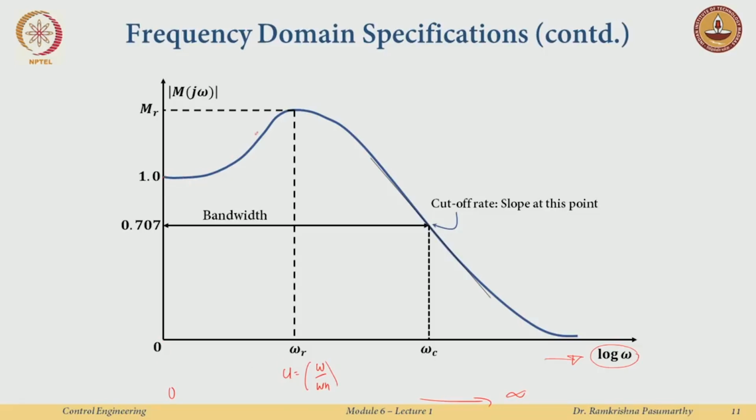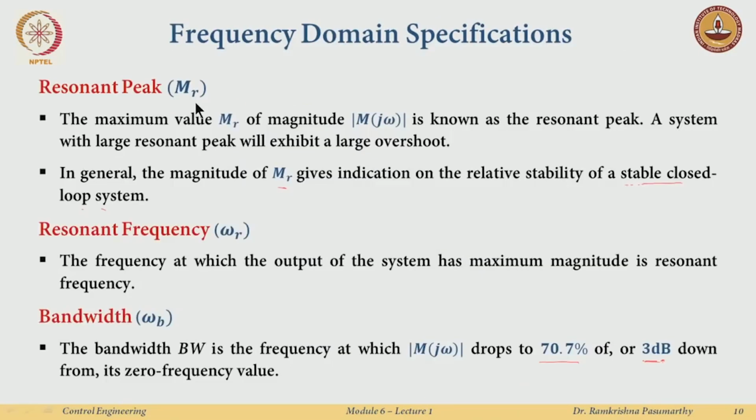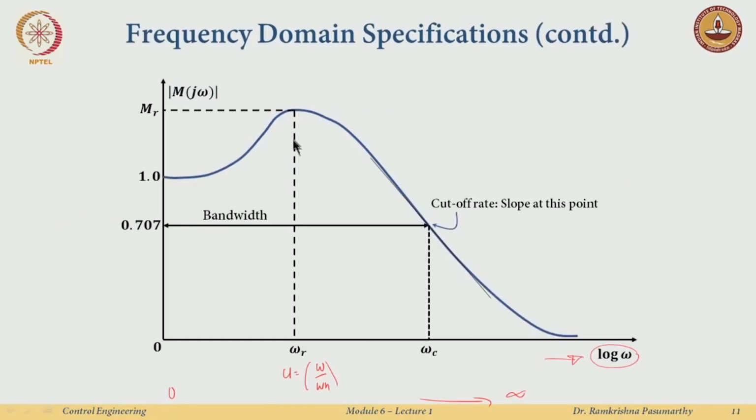I start this way and I could reach a peak and then I go down. This peak is Mr as defined earlier. We call this the resonant peak, and the frequency at which it occurs is called the resonant frequency. Now you see, this starts from 1, it goes up and then falls off to a certain value, and this is what I call the cutoff rate, or the bandwidth. This frequency from 0 till this is called the bandwidth, because for other frequencies my signal gets attenuated.